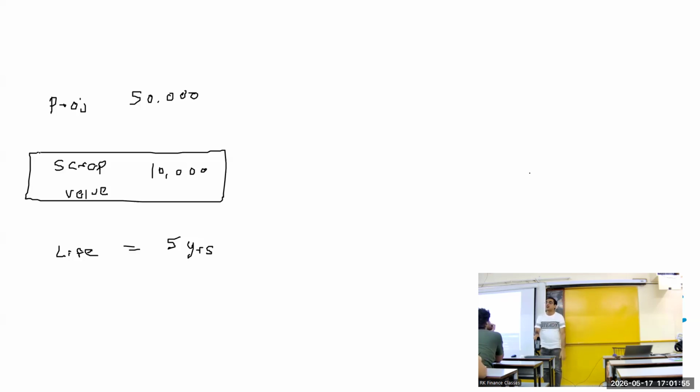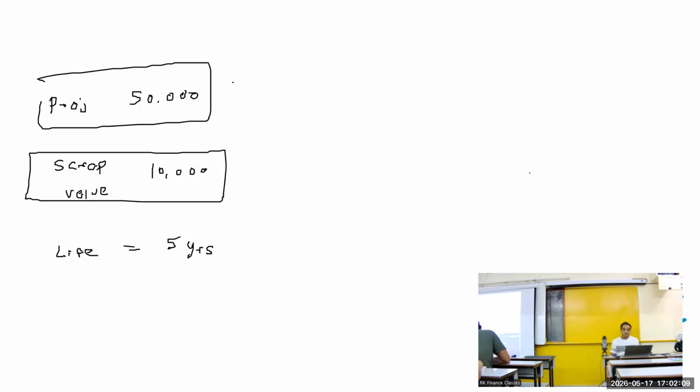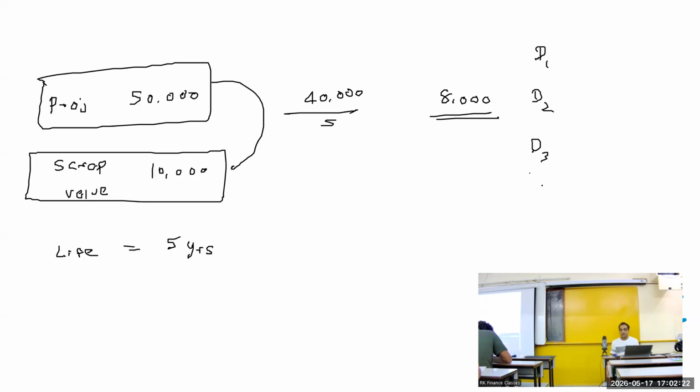Do that 40 upon 5. 8,000 is that cost that you're going to record every year. Write down that 50 minus 10, it's 40,000 over 5 years. So that is called 8,000 of depreciation for year 1, year 2, year 3, year 4, and year 5. I don't write like this, just put it like this: D1, D2, D3, D4, D5 is 8,000 each.